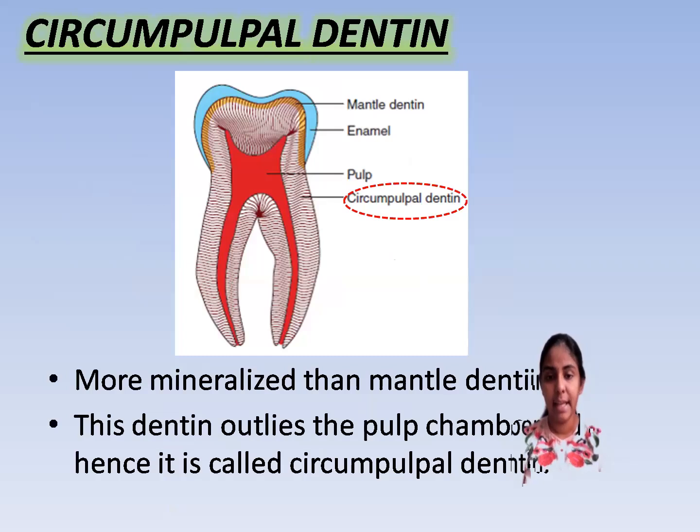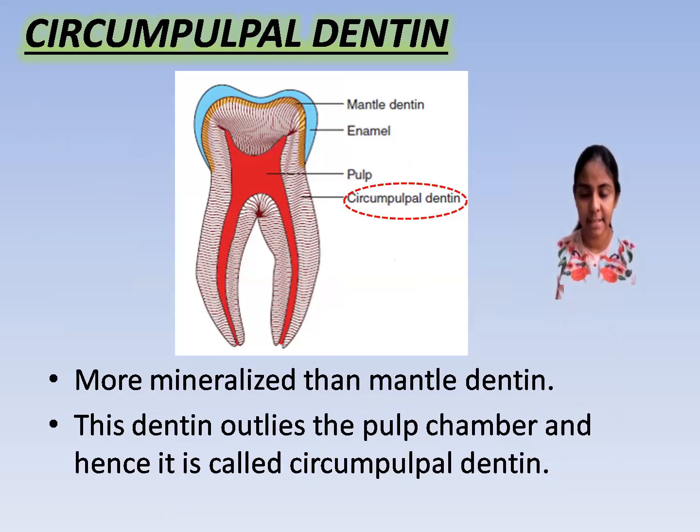Circumpulpal dentin is found below the mantle dentin. That is also a part of the primary dentin. It is more mineralized than the mantle dentin. The dentin outlies the pulp chamber and hence it is called as circumpulpal dentin.